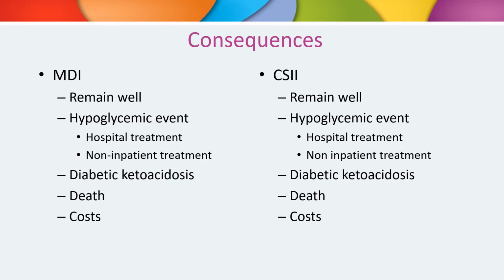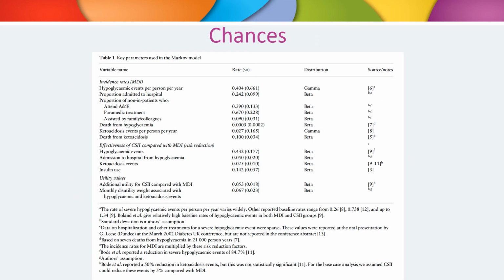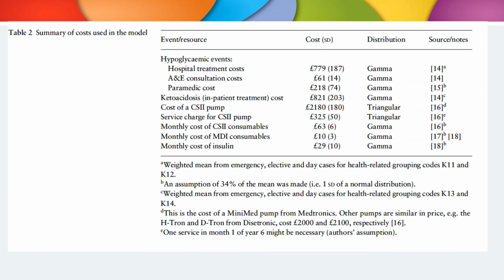Potential consequences of poorly managed diabetes include hypoglycemic events, diabetic ketoacidosis, and death, and these are all associated with higher costs. Table 1 from the paper presents the key parameters used in the model. These parameters are used to estimate the probabilities of a hypoglycemic event, a diabetic ketoacidosis event, death, and the probabilities of being admitted to a hospital and an emergency department. Table 2 from the paper presents the costs of the pump technology, including consumables and insulin. The table also includes the costs of a hospital visit, emergency department visit, and paramedic costs.